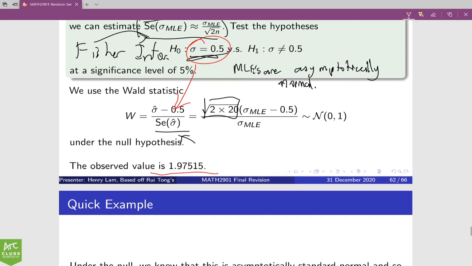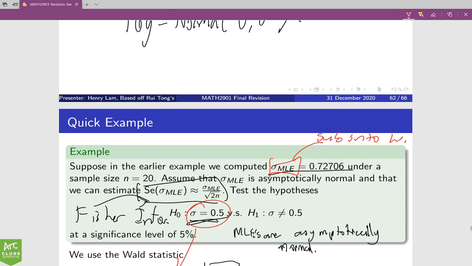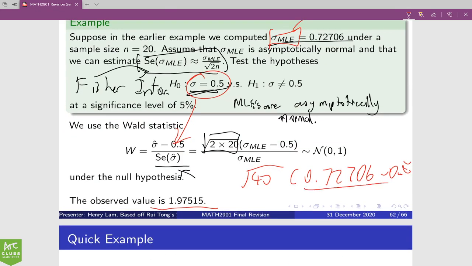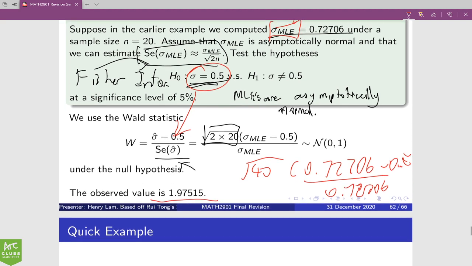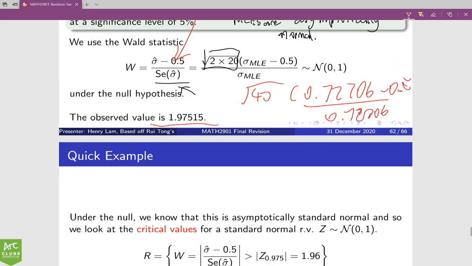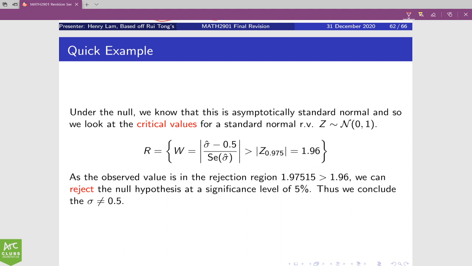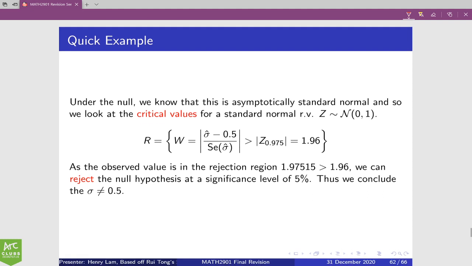It turns out to be 1.97515. So it'll be something like the square root of 40, times 0.72706 minus 0.5, over 0.72706. Go through this, and now I'm going to do the rejection region, because I prefer that one, because you can just look at the table really.